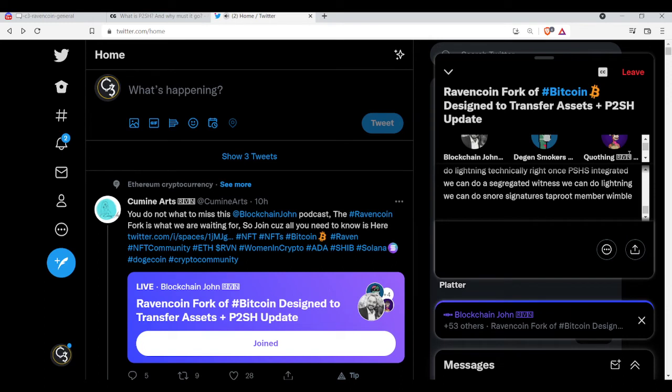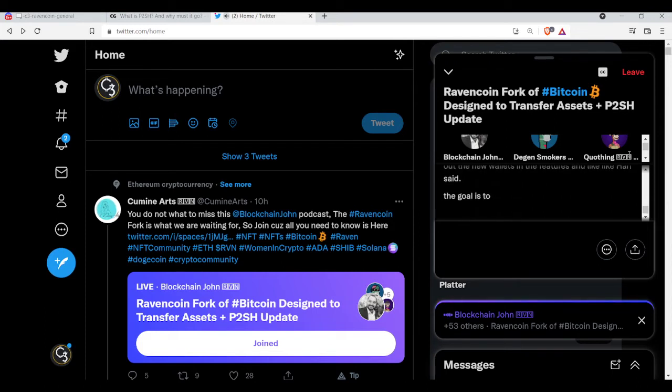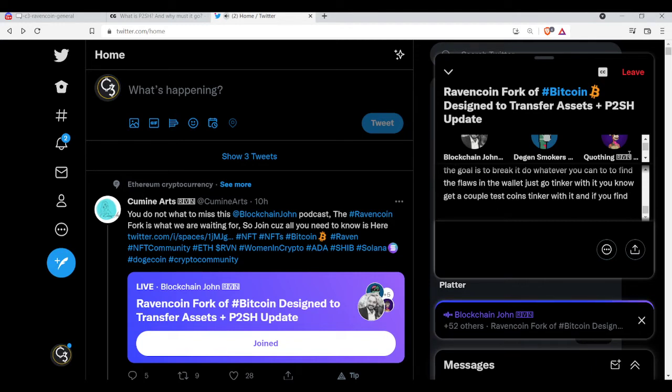So, from my understanding, we as the community once again need to continuously test out the new wallets and the features, and like Hans said, the goal is to break it. Do whatever you can to find the flaws in the wallet. Just go tinker with it, get a couple test coins, tinker with it, and if you find something, report it. Trust me, they will love you for it. I'm telling you, they need more people because there's not that many people. Hans, how many people do you have testing the wallet other than developers?